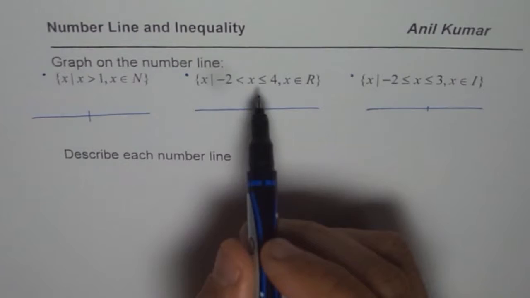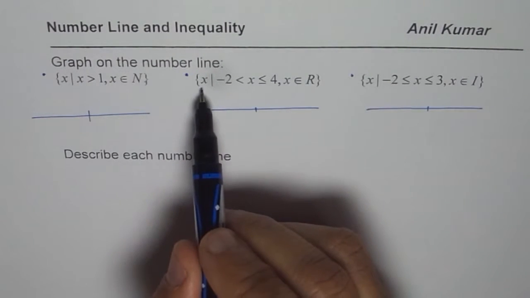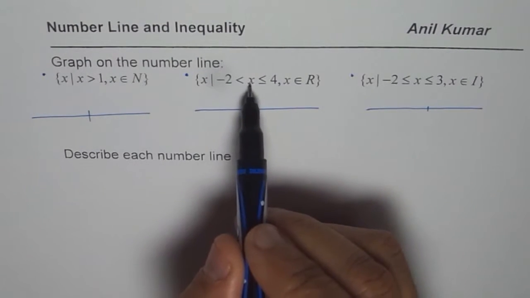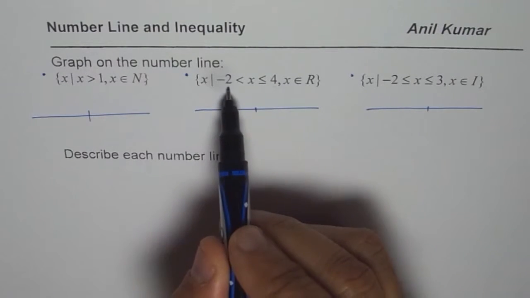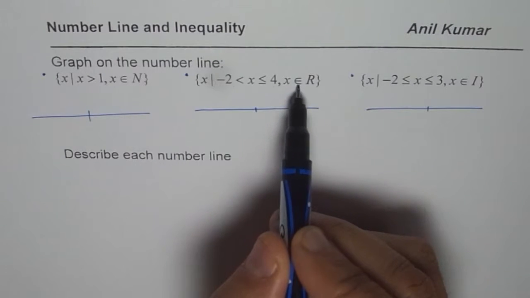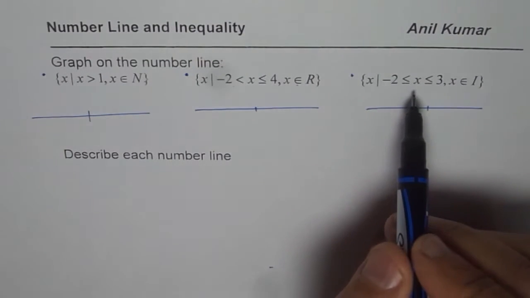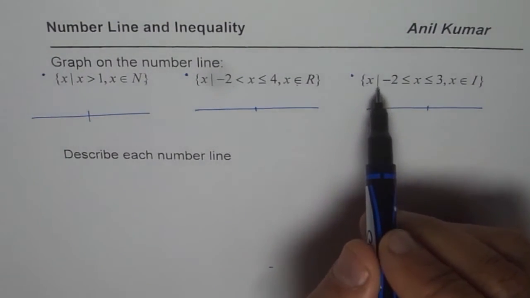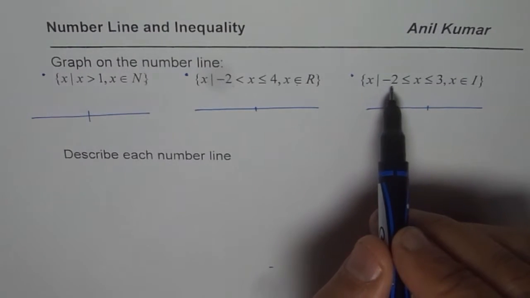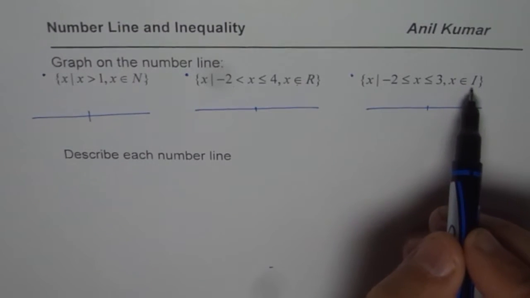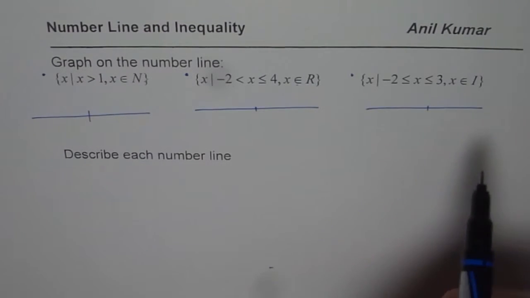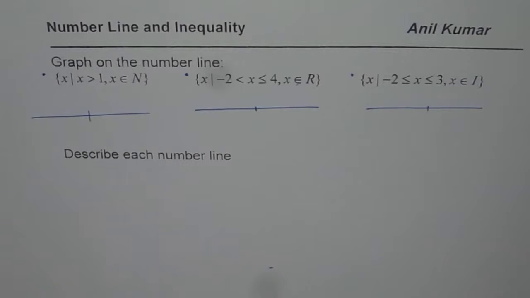The second one is we are looking for all the values of x such that x is between minus 2 and 4, less than or equal to 4, but not equal to minus 2, and x belongs to real numbers. The last one here is x such that x is greater than or equal to minus 2 and less than or equal to 3, where x belongs to the set of integers. So this video will also help you to understand what natural numbers, real numbers, and integers are. So let's begin with the very first one.